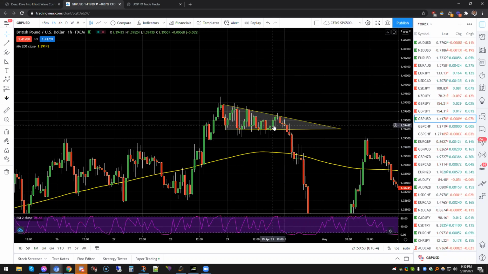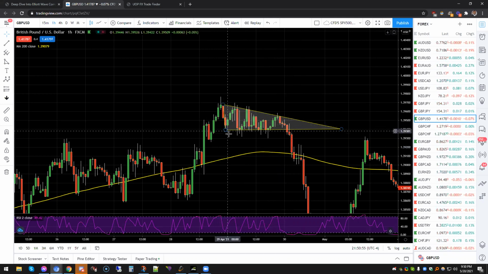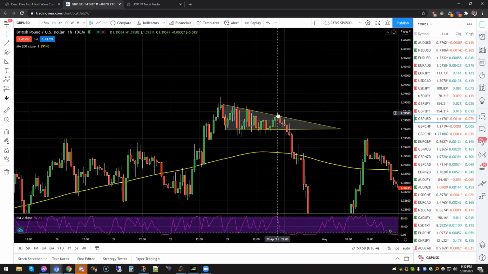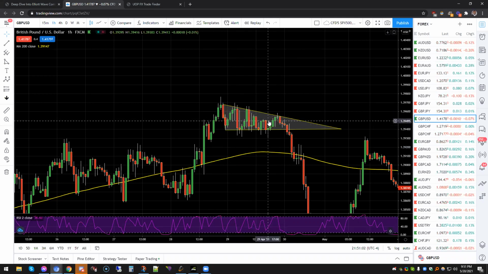If it's a diagonal, it's supposed to have 5 waves within it. So that would be 1, 2, 3, 4, 5. This one has one more wave. So no, this is not a diagonal. This would be more of a pennant type, wedge type formation. Okay, all classed within triangles.